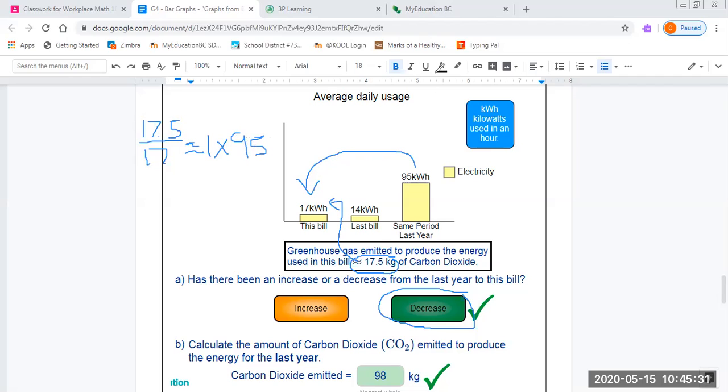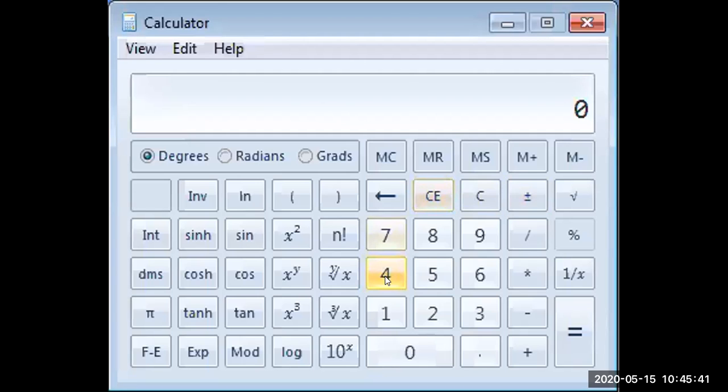So let's take a look at how that looks in the calculator. So I'm just going to click here and go to my calculator. That's just the buzzer for my dryer going off.